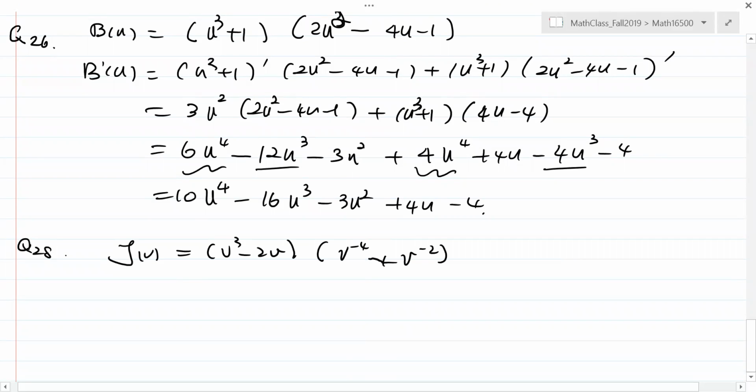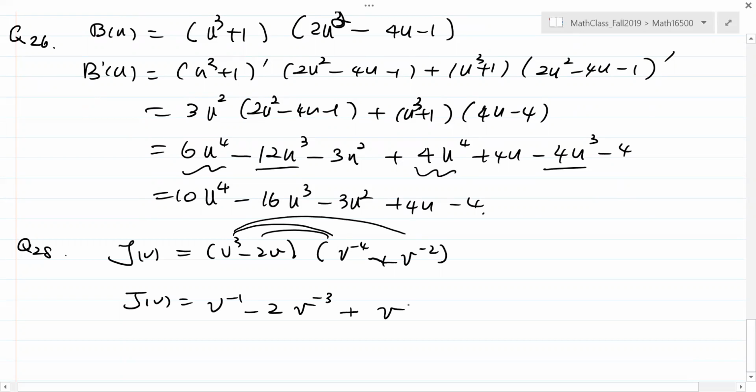So this time I'm not going to apply the product rule. I multiply this out, right? I get a power function, right? So this v cubed times v to the negative 4 would be v to the negative 1. And this minus 2v, 1 minus 4 is going to be negative 3. So it could be v to the power negative 1 minus 2v to the negative 3.